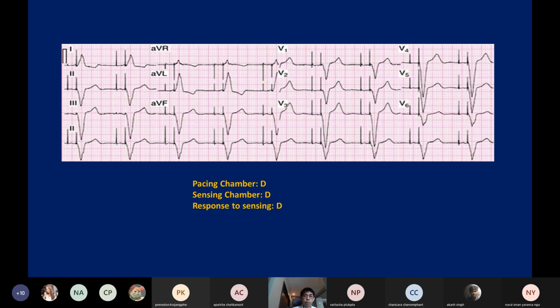This one is pacing from both chambers, and it's also sensing from both chambers, and it responds to sensing by trigger, because it triggers after the intrinsic activity of the atrium.